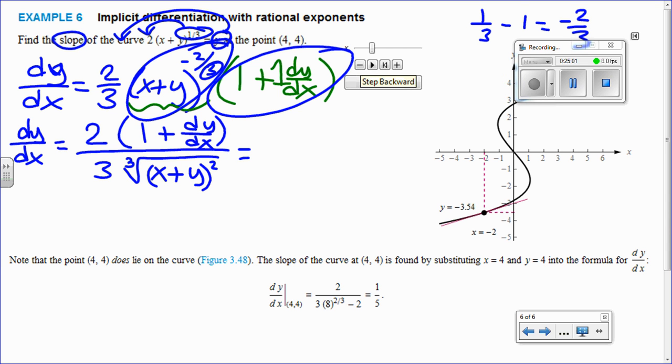Okay, I'm going to simplify it. So in this case, I'm not going to be able to distribute that 3 because, again, like the previous, it's already irrational, but here I can. So 2 times 1, it will be 2, and then plus 2 times dy dx. So 2 dy dx.